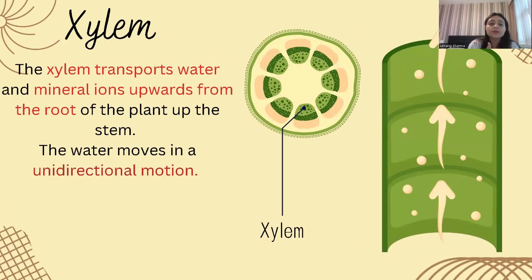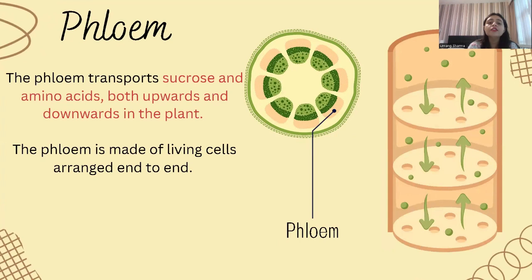So xylem transports the water and mineral ions upwards from the root. Always remember, the xylem always works in a unidirectional form, from downward to upward. And then the phloem always transports the sucrose and amino acids, meaning the nutrients, the carbs, the food which is prepared by the whole plant. It is transported both ways, the upward ways and downward ways.